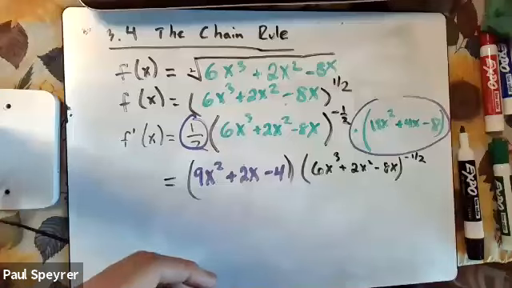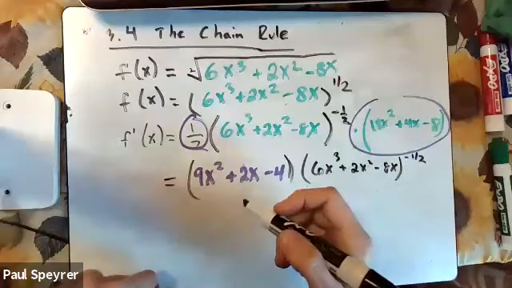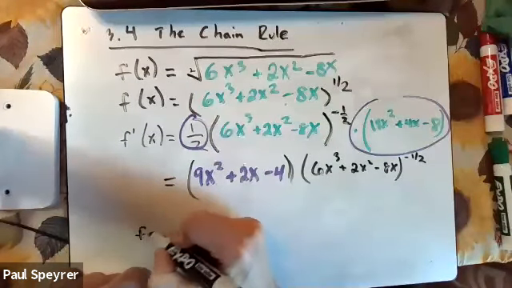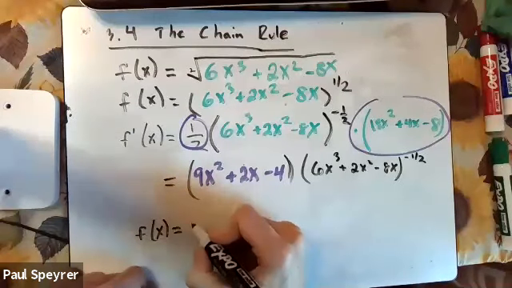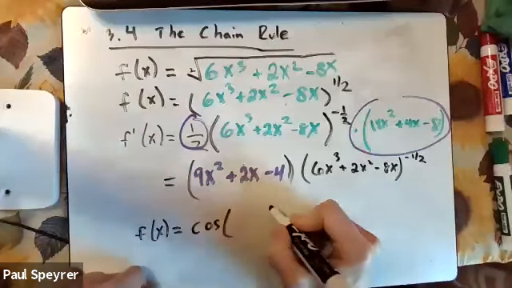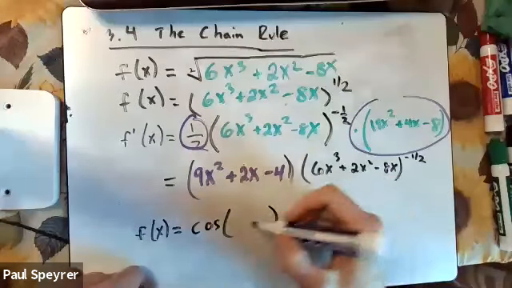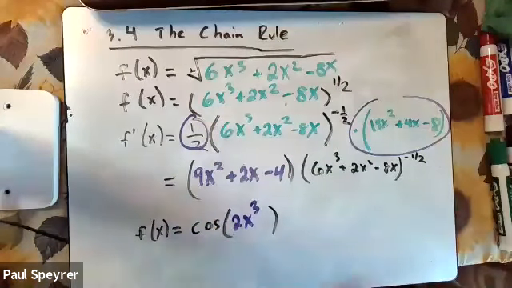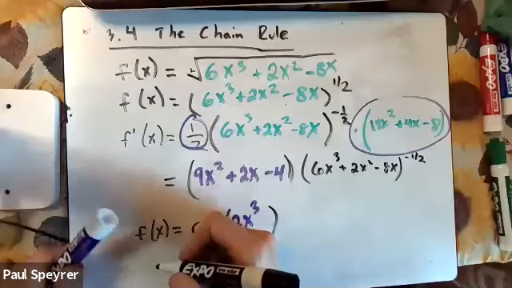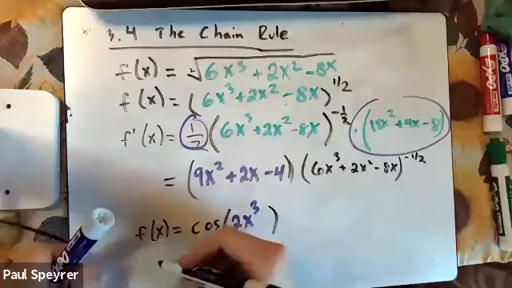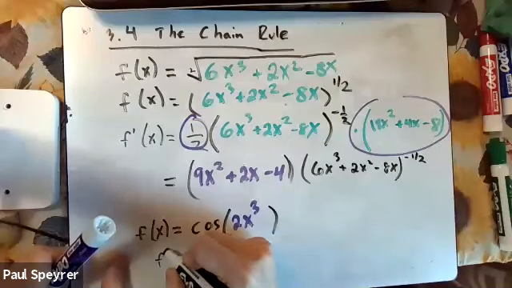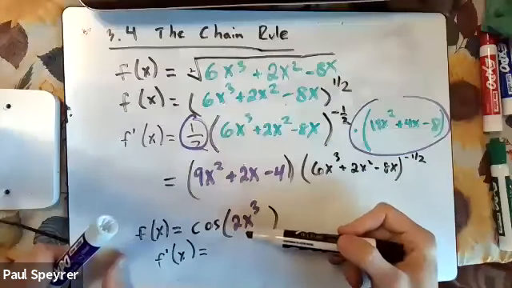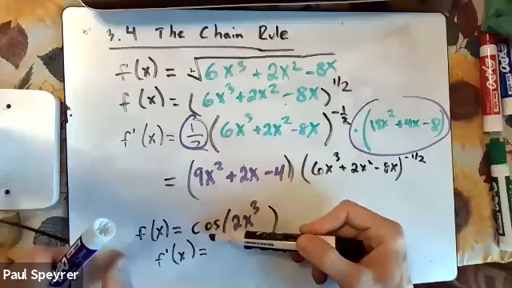All right, now what if we had, say, let's try another trig function, like f of x equals cosine of 2x cubed. There we go. Let's say we want to find the derivative. So chain rule again, right? Why? Because we have an algebraic expression trapped inside of a trig function.